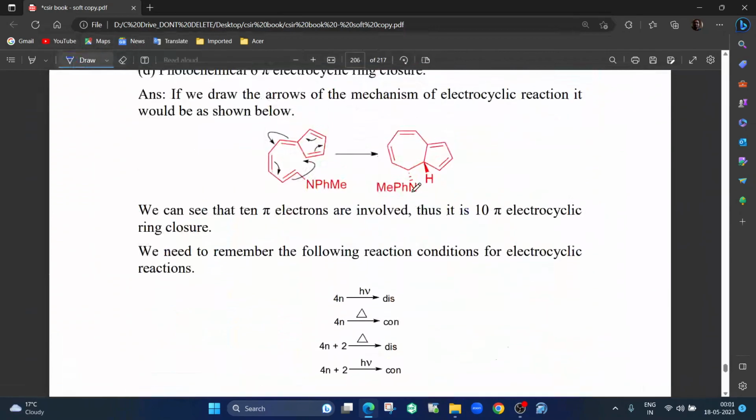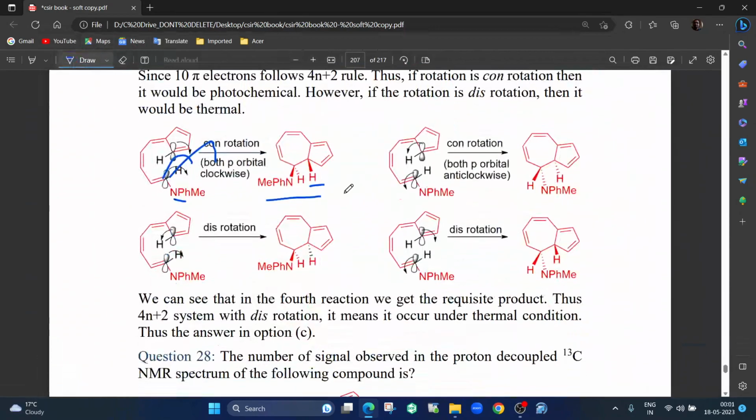Here you're getting nitrogen away from the viewer, hydrogen towards the viewer. What you got here? Nitrogen towards the viewer, hydrogen also towards the viewer. So this is not what is expected. Now let us try conrotation when both of them move in anti-clockwise direction.